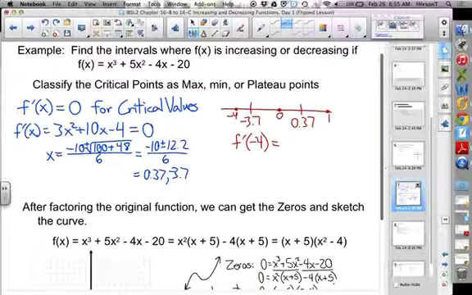Negative 4 squared is 16 times 3 is 48. Isn't the slope 0? Not at negative 4. It's only 0 at these two values here.